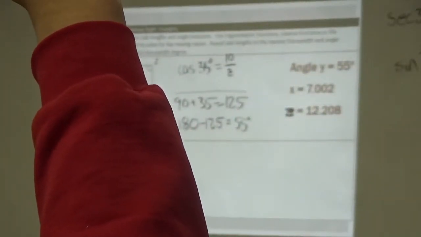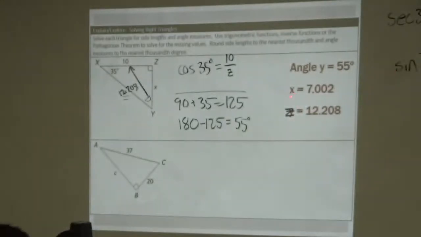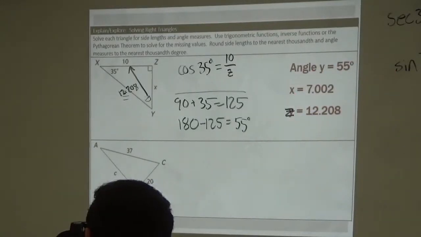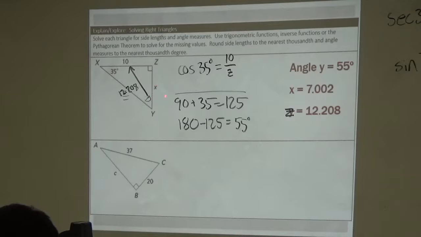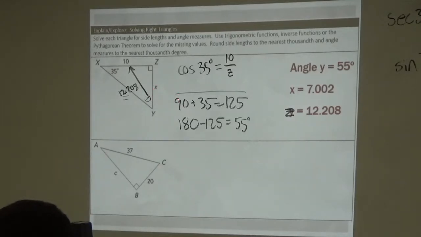We didn't solve for that last one yet, but if you look right here, you could use the Pythagorean theorem and say 10 squared plus x squared equals 12.208 squared, right? Pythagorean theorem would work. You could use 35 degrees and say opposite over adjacent, tangent of 35 degrees equals x over 35, and solve that way. Lots of different ways to solve for that. Okay, so let's look at the second one.